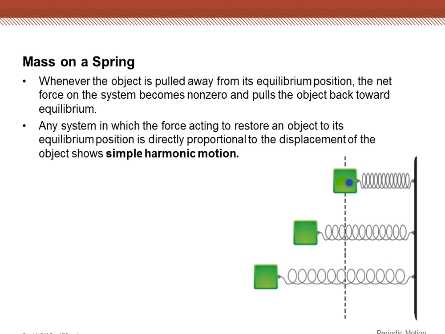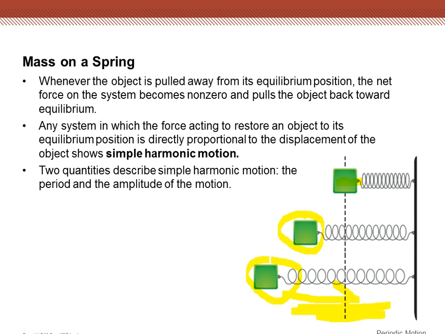So as pictured to the right here, if we exert a force on this mass and move it away from the equilibrium position, and we continue to move it away, we're exerting a force, and then this spring is going to exert a force back toward the equilibrium position. And if we release it, this will oscillate back and forth and back and forth, and this will show us this simple harmonic motion. Now we can use two different quantities to describe simple harmonic motion, and that is the period and the amplitude of the motion.